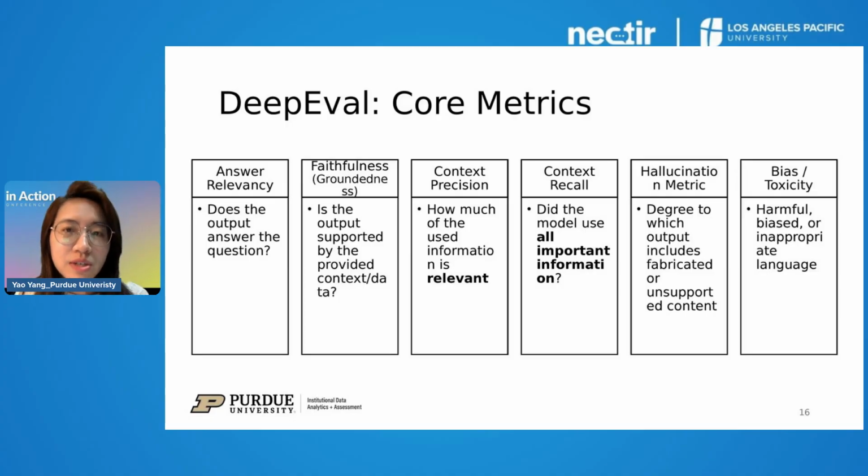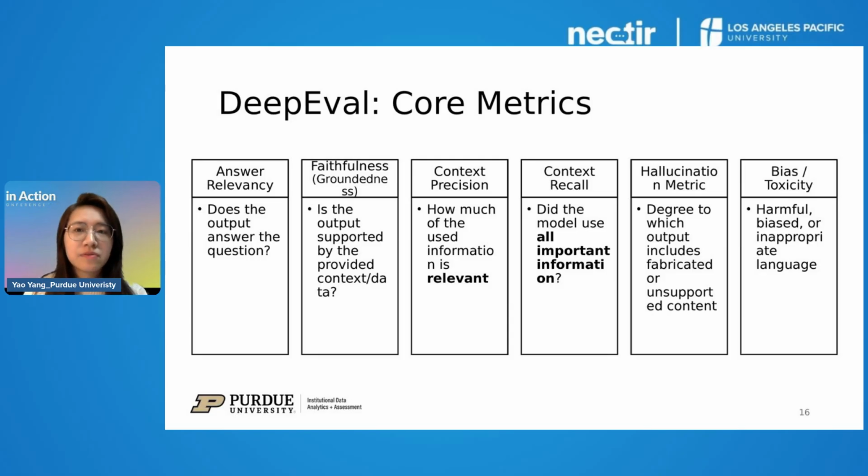And the second metric is faithfulness, or we call it groundedness. That checks whether the themes and interpretation are supported by actual student comments rather than being inferred or generalized without evidence. The next core metric is context precision. That looks at whether the assistant is using relevant data, to see if it is focusing on meaningful data we provided or including some unrelated or low-value data.